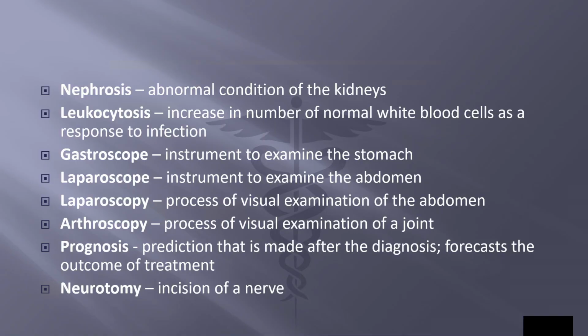Our next medical term, we have arthroscopy. And this is the process of visual examination of a joint. In figure 116, we have an image of arthroscopy of the shoulder. A surgeon, orthopedist, performs an arthroscopic examination to make a diagnosis or treat disease of the joints.